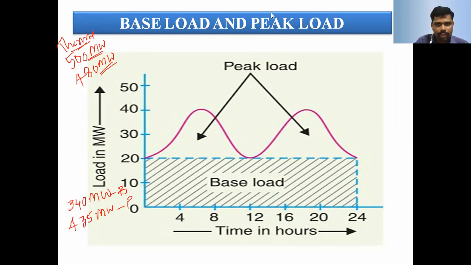Now, the base load means that throughout the period in a day, the load is maintained constant. Throughout the period, the demand is constant. That is nothing but the base load. Within a short interval of time, the load increases, and then it comes back from the elevated position. That represents the peak load. The base load is 340 megawatt and the peak load is 435 megawatt. The base load continues for 24 hours in a day and 365 days in a year. It is not dependent on the season, whether summer, winter, or rainy season. All the time the load is maintained constant. That is nothing but the base load.